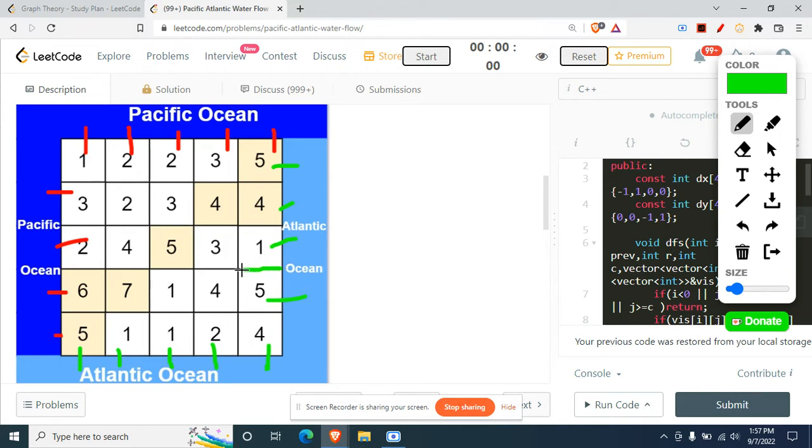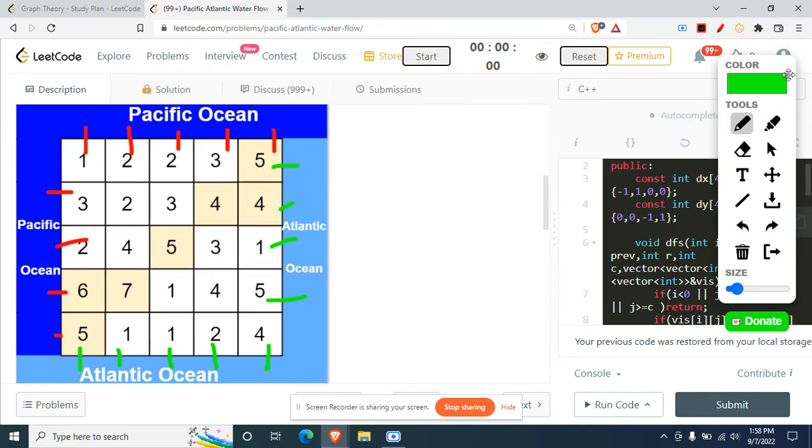Okay, but can the Atlantic Ocean's water reach up till this 4? Obviously not. See, from 5, 3, 1 this is a decreasing sequence. But is 4, 5, 3, 1 a decreasing sequence? No. And what do I mean by decreasing sequence? That means 4 should be greater than 5. Is it? No. But if you see here, 5 is greater than 3, 3 is greater than 1. This is actually following the sequence, right? So that means Atlantic water can go up till here, this 5 cell.